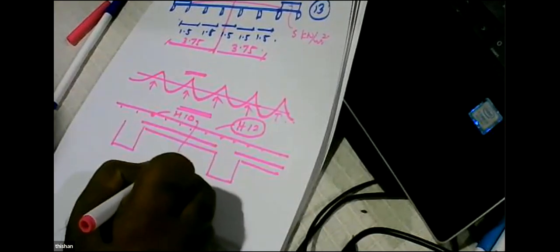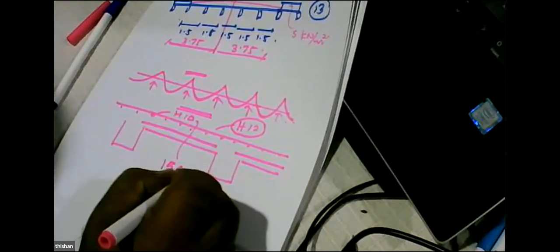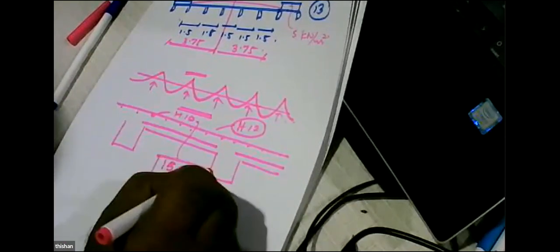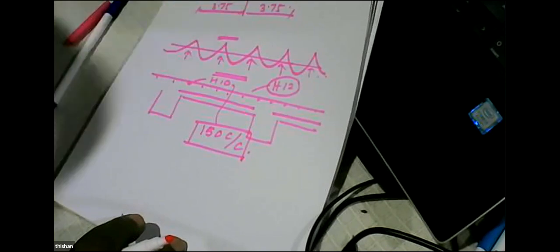H10 in both directions. And generally in bridges, we have again this magic rule. When you are providing reinforcement, provide the reinforcement at 150 center to center. Again, the idea is, if you have a lot of small diameter bars at closer interval, the crack widths can be reduced. The crack widths can be reduced.